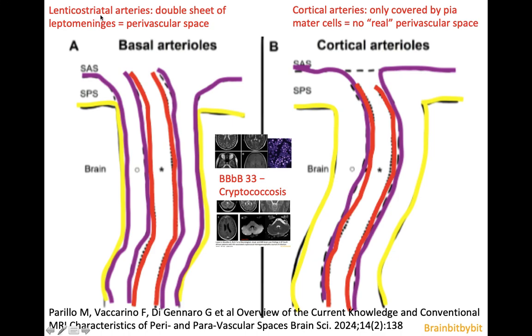So lenticulostriatal arteries are enveloped by a double sheet of leptomeninges, and I've outlined the leptomeninges in purple, and yellow is the glial limiting membrane and the astrocyte end feet. The cortical arteries are only covered by one layer of pia, so they don't have a real perivascular space. That's actually a subpial space.